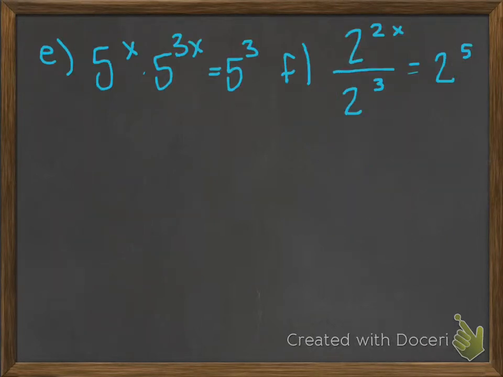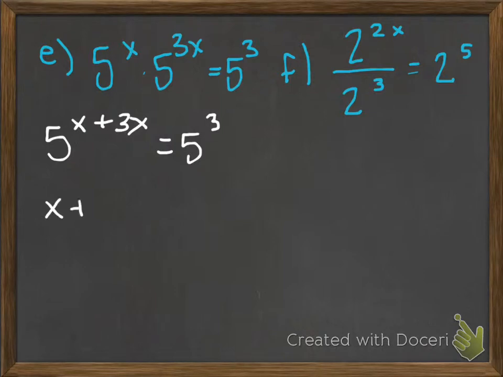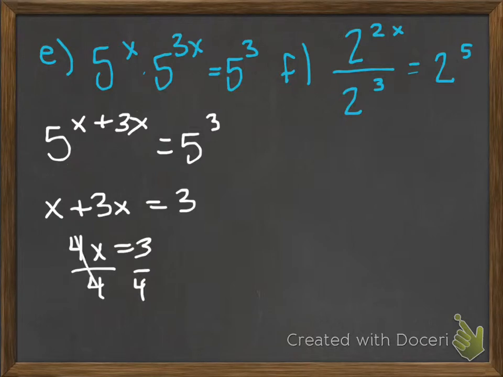Now we're going to get into the little bit more difficult ones where we bring back the exponent rules. When we are multiplying with the same base, that means I can add my exponents. So notice I'm going to write 5 raised to the x plus 3x equals 5 to the third. Now that I have the same base, I can set my exponents equal. So x plus 3x equals 3. x plus 3x would be 4x. Divide both sides by 4. x equals 3/4.